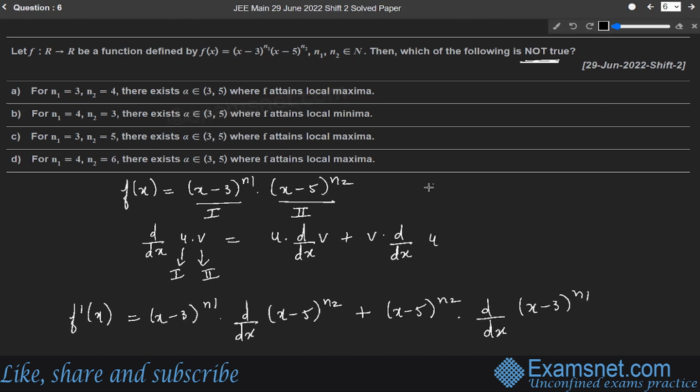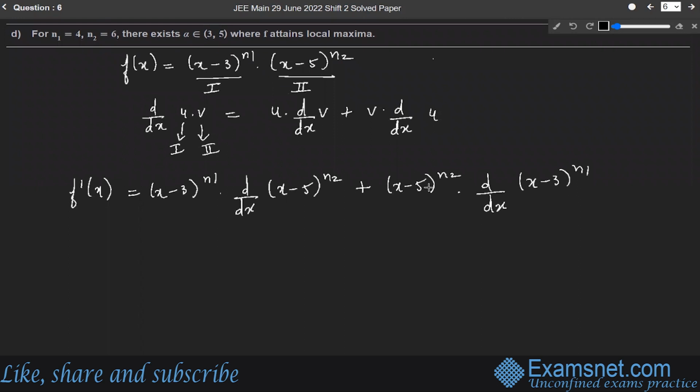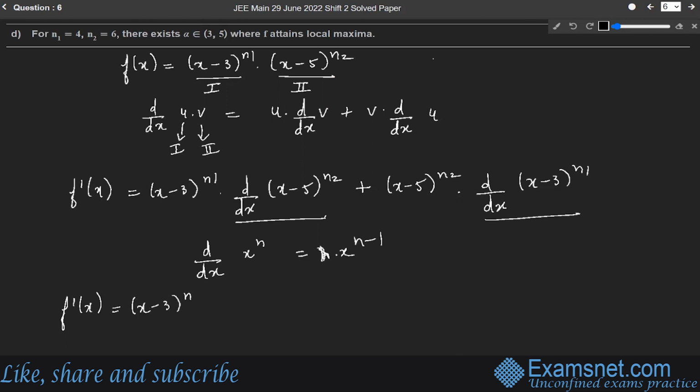Okay. Now again we have to use a formula of differentiation, that is d by dx of x to the power n. Do you know what is d by dx of x to the power n? It is n into x power n minus 1. All right. What is the formula for d by dx of x to the power n? It is n into x power n minus 1. Here you can see that both these expressions are in the form of d by dx of x to the power n. So when we use this formula, we get f dash x is equal to x minus 3 power n1 into d by dx of x minus 5 power n2.